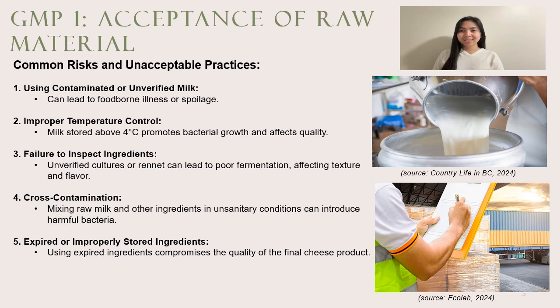Unacceptable practices in the acceptance of raw materials can significantly affect the final product. Using contaminated milk can introduce harmful bacteria that cause illness and spoilage. Improper temperature control of milk, storing above 4 degrees Celsius, encourages bacterial growth, compromising the quality and safety of the product. Failing to inspect ingredients like cultures or rennet leads to poor fermentation, affecting the cheese texture and flavor.